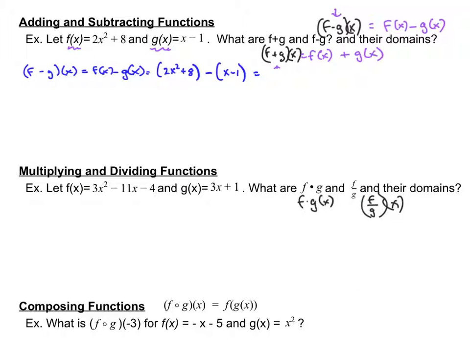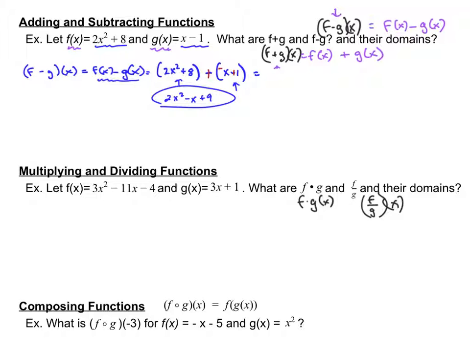So as I take f minus g of x, it becomes f of x minus g of x. I've substituted in the values of f of x here and the values of g of x here. When we do our subtraction, we want to make sure that we are distributing the minus sign, the negative one, and then combine like terms. Now we have 2x squared minus x plus 9, and that is your answer for f minus g of x.